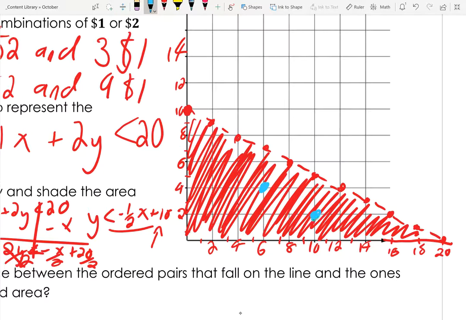Any point within this region, it can be 10 $1 items and 2 $2 items. It could be 14 $1 items. Remember, the stuff down here at the bottom is our $1 items. This over here is our $2 items. So I could buy 14 $1 items, 2 $2 items, anything in the shaded region counts. Even the little odd number pieces, like for example, 3 $1 items and 5 $2 items. All those solutions work.